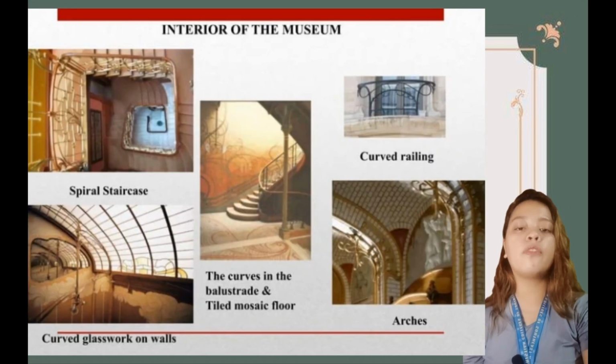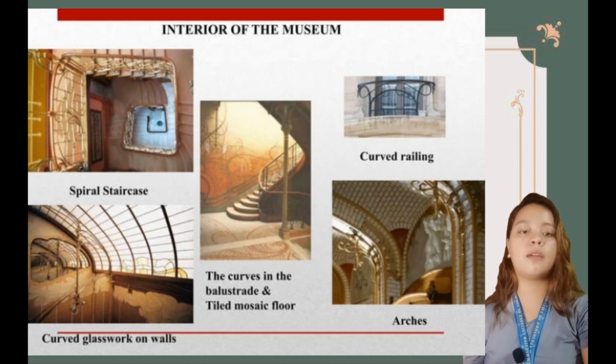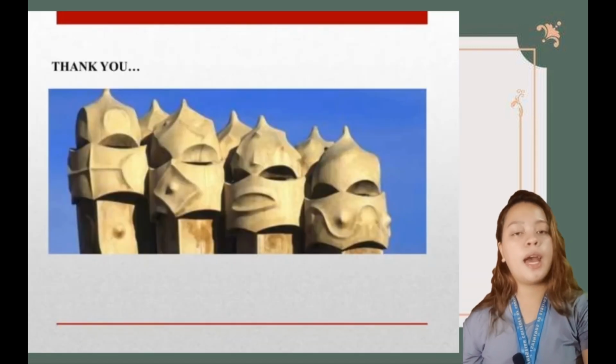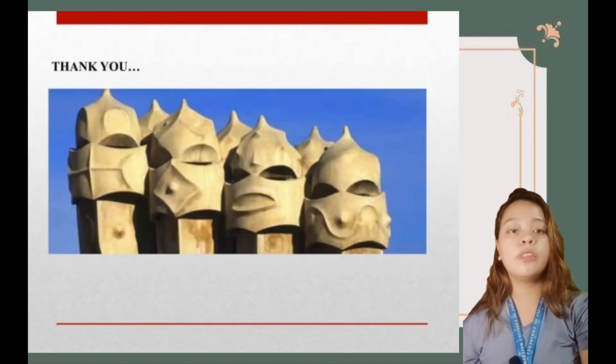So the interior of the museum: curved railings, spiral staircase, the curve in the balustrade, tiled mosaic floor, arches, curved glasswork on walls. That's all for Art Nouveau.